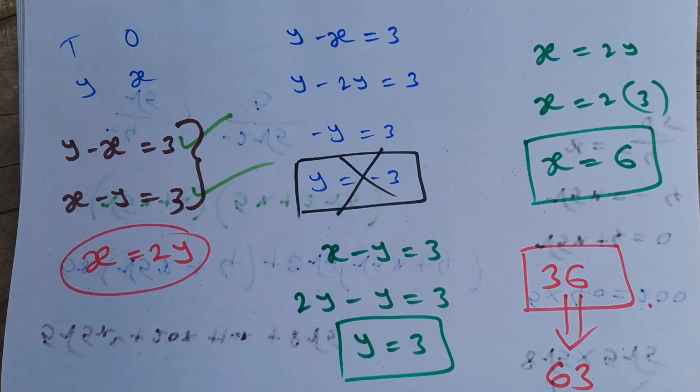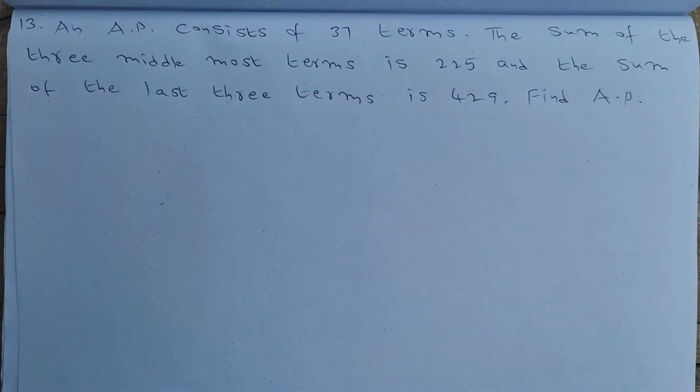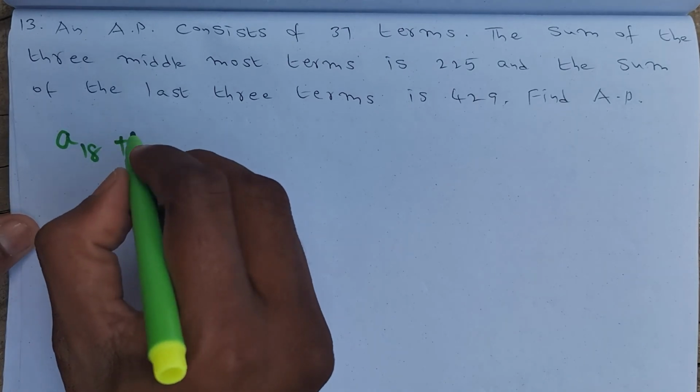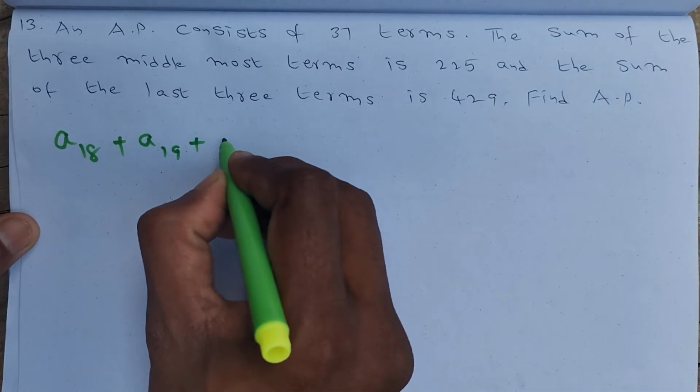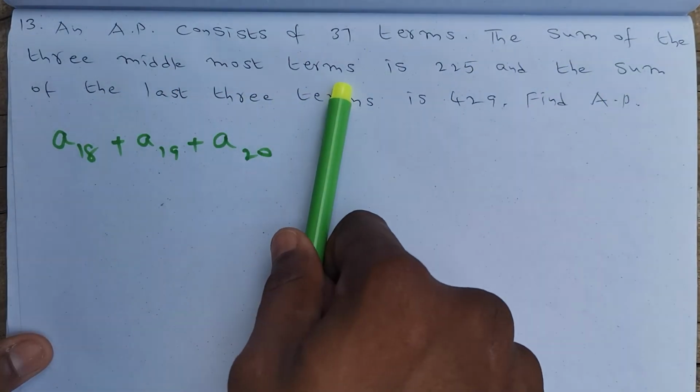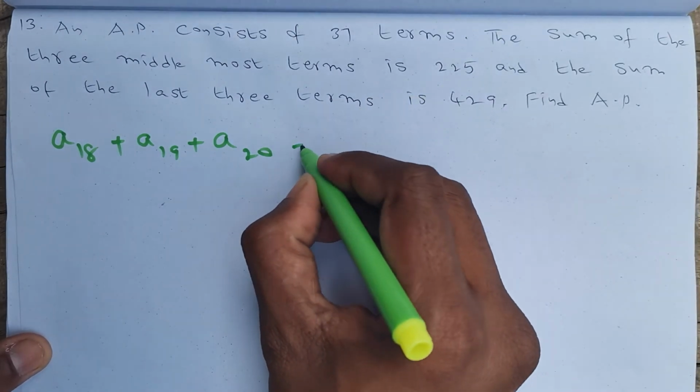Okay, now let us move to question number 13. The question is, an AP consists of 37 terms. The sum of the three middlemost terms. If 37 terms are there, then what are the middle three terms? 18th, 19th and 20th term. 18th term A18 plus 19th term A19 plus 20th term A20. Sum of the three middlemost terms is 225.